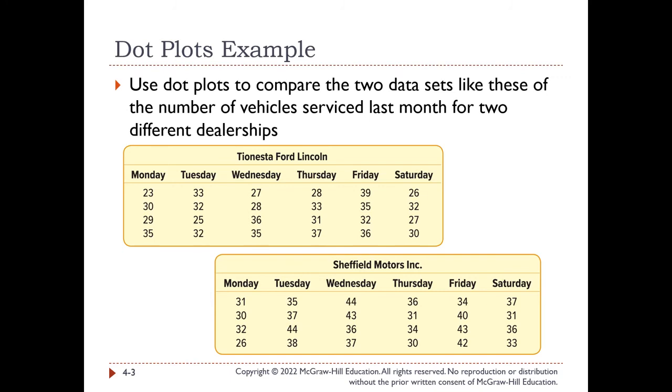So, dot plots. First one is to compare two data sets like these of the number of vehicles serviced last month for 2 different dealerships. When we look at dot plots, they are useful for comparing, again, 2 different data sets. Now, of course, there are car guys here. This is, again, using an example from the book, Applewood Auto.